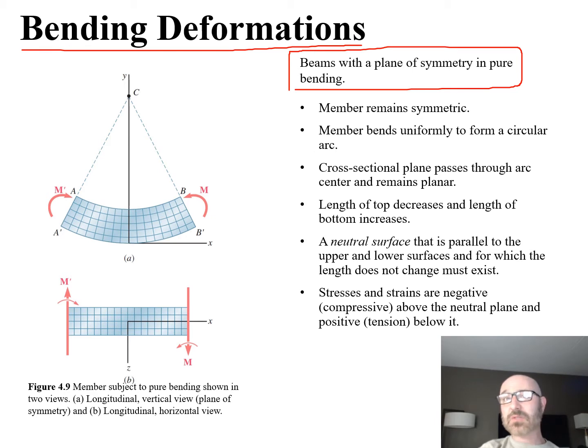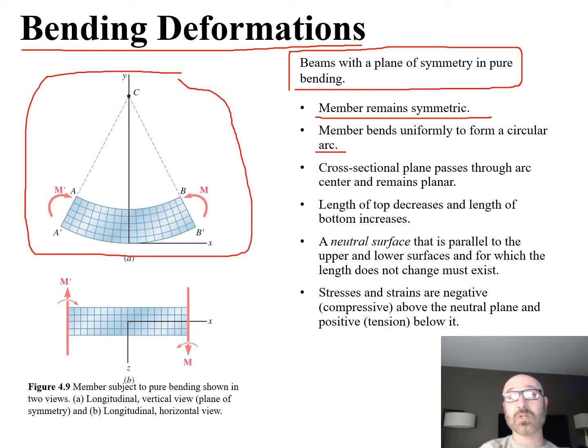So within this case right here, what we can say is that members are going to remain symmetric, and that the member bends uniformly to a circular arc. We can see this illustrated over here because it bends uniformly into the circular arc. Also we can see that the cross-sectional plane passes through the arc center and remains planar.